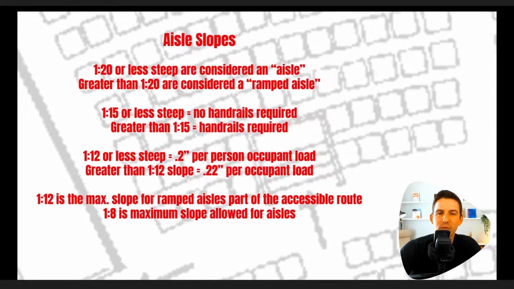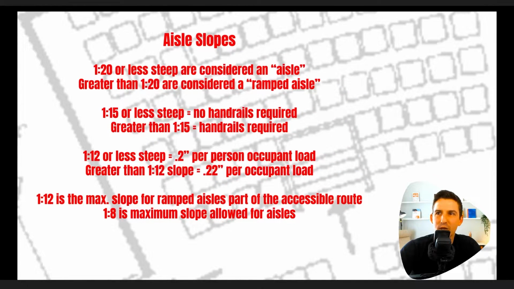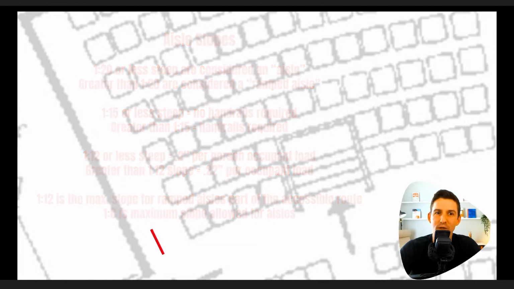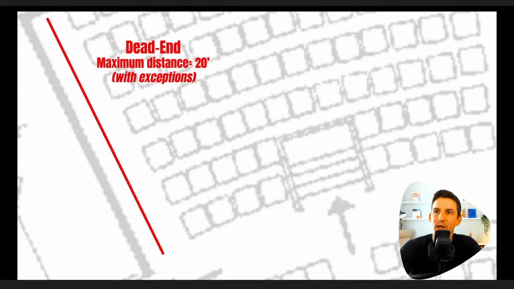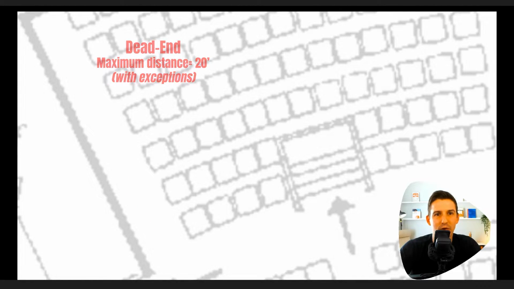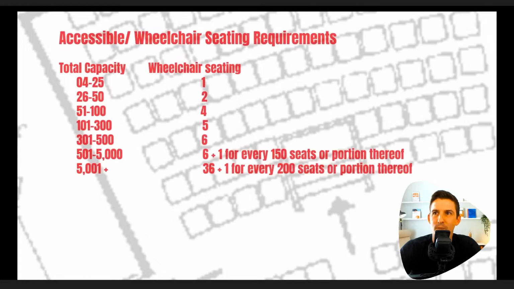Aisle slopes: it's important to note these thresholds, so I clustered these together so you can see where the thresholds are and what the benefits would be if you go on the less steep side at that threshold. Basically, in general, the more extreme the slope, the more restrictions apply, because it's going to be more difficult for people to navigate a steeper sloped aisle. Dead ends, maximum distance 20 feet, but there are exceptions. You can look those up in code.